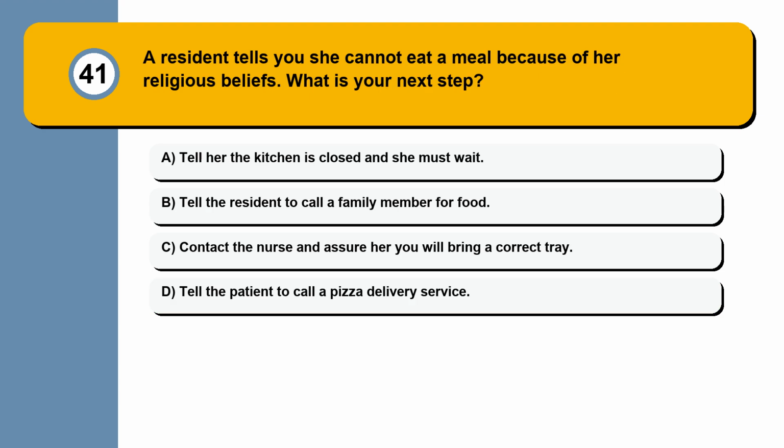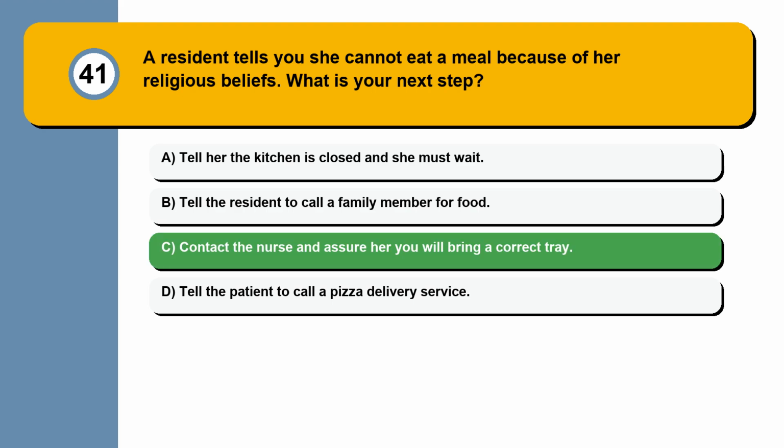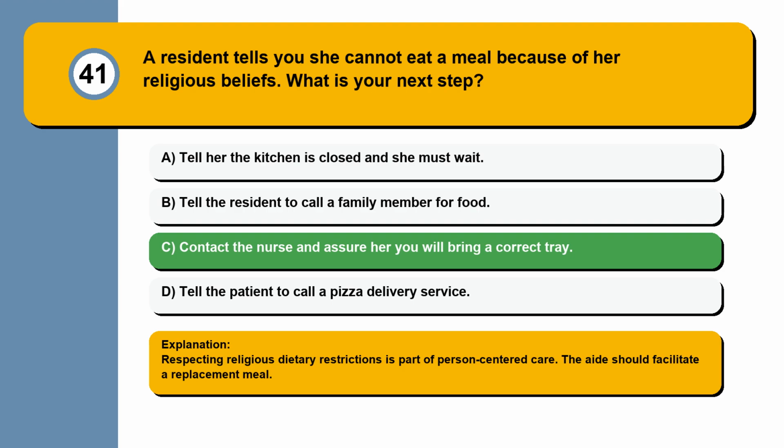Question 41. A resident tells you she cannot eat a meal because of her religious beliefs. What is your next step? Tell her the kitchen is closed and she must wait. Tell the resident to call a family member for food. Contact the nurse and assure her you will bring a correct tray. Tell the patient to call a pizza delivery service. Respecting religious dietary restrictions is part of person-centered care. The aide should facilitate a replacement meal.